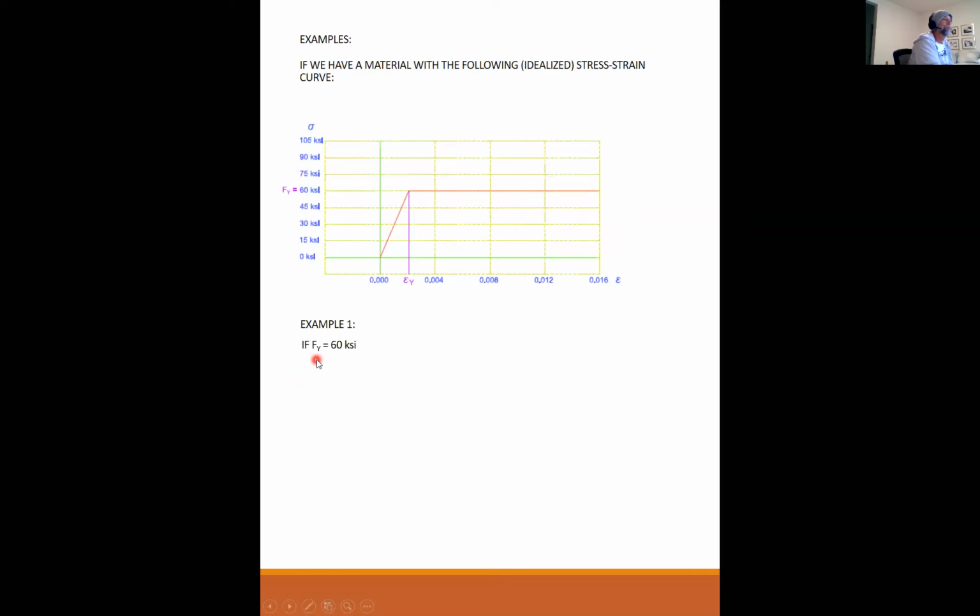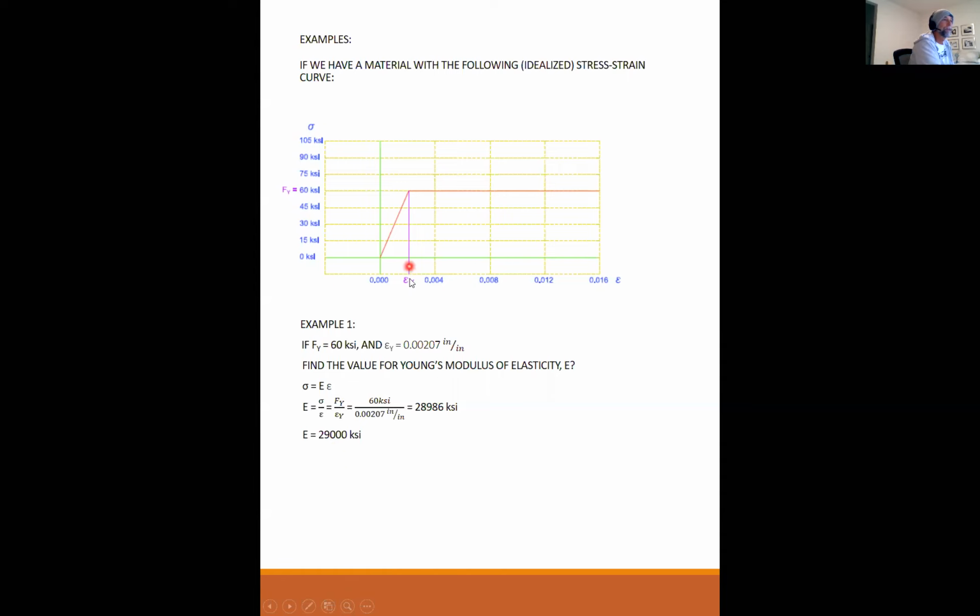If the yield F sub y is 60 KSI, as noted right here, and the yielding strain is given as 0.0207 inch per inch, then find a value for Young's modulus of elasticity E. Stress is equal to Young's modulus times the strain, this is Hooke's law. Rearranging, Young's modulus is equal to stress over strain, which is F sub y over epsilon sub y, which is 60 KSI over 0.0207, gives me 28,986 KSI, or rounded up to 29,000 KSI.